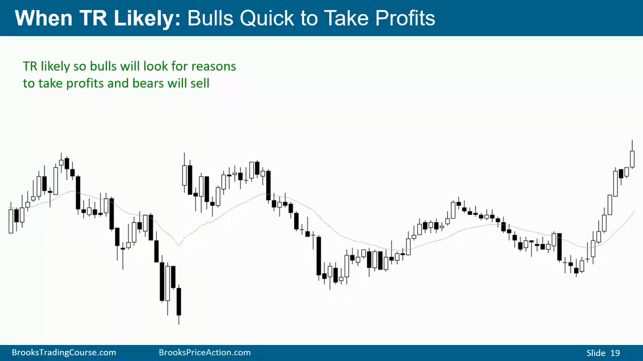In a trading range, traders look to buy low and buy more lower. They look to sell high and sell more higher, and they look to take quick profits. They're not looking for a swing trade.